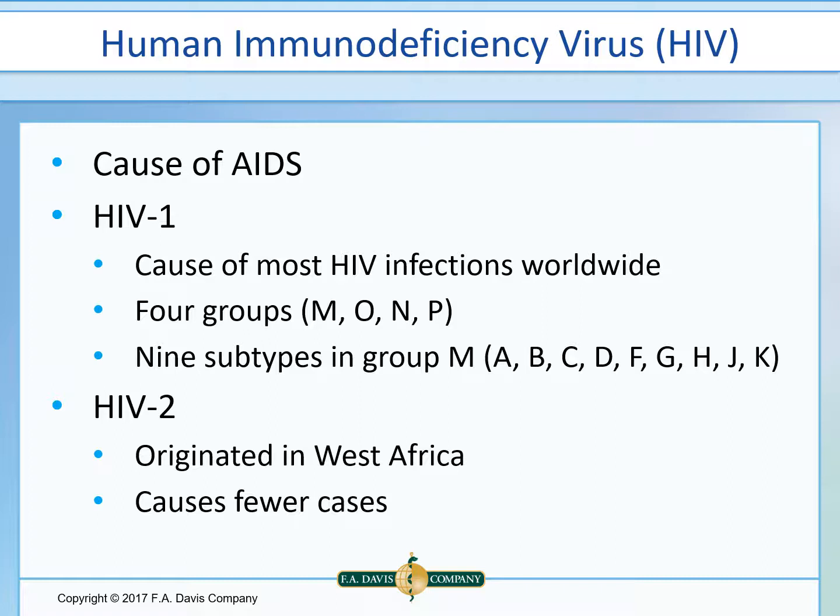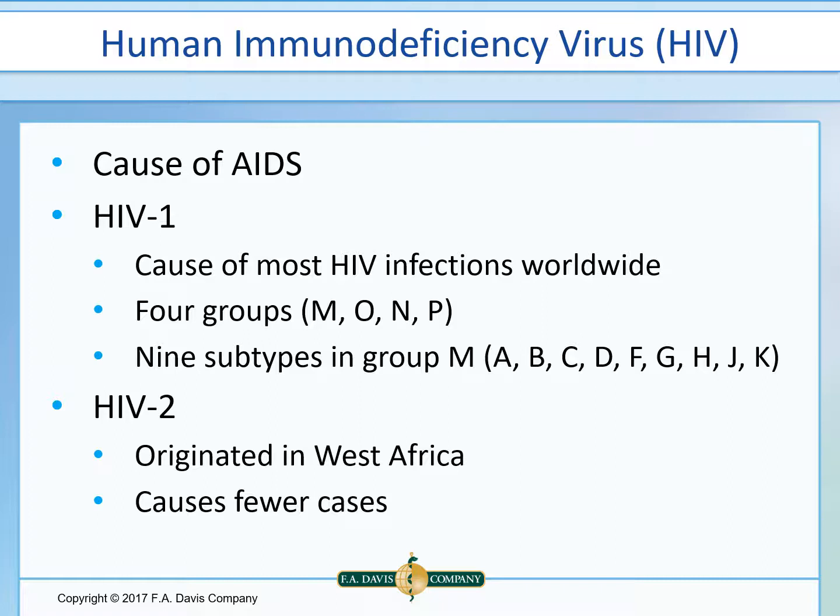As I'm sure most of you are familiar with, HIV is the causative virus of AIDS. So AIDS is acquired immunodeficiency syndrome. And there are two different strains of HIV, HIV 1 and 2. They're genetically related, but they're distinct viruses.